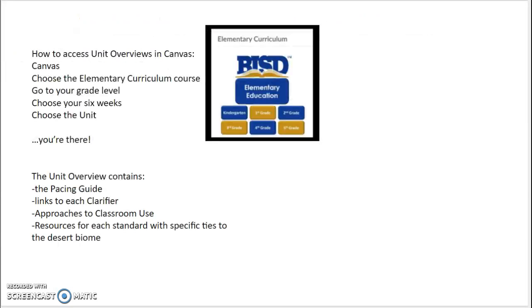Okay. And just to wrap everything up, if you are having issues remembering how to get to the unit overview, there are instructions on how to do that.